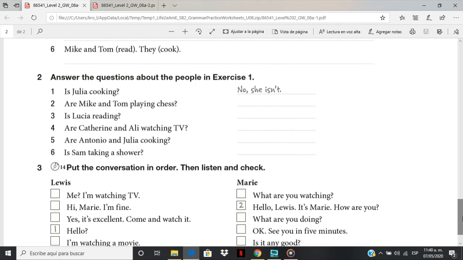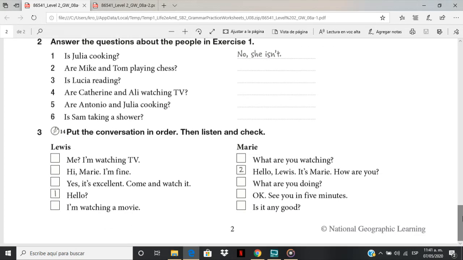Now, once you finish exercise 1, try to answer this. Number 2, answer the questions. Is Julia cooking? Are Mike and Tom playing chess? Is Lucia reading? Are Catherine and Annalie watching TV? Are Antonio and Julia cooking? Is Sam taking a shower? What about your short-term memory? Can you remember the pictures? Try to answer here giving short answers. Remember to use the structures we have already checked.